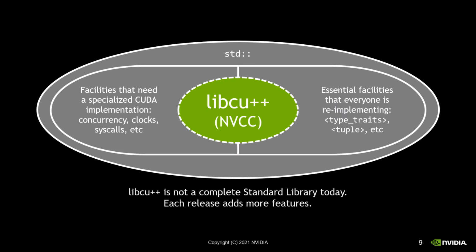libcu++ is not a complete standard library today. Each release adds more features. We've focused on two high-priority areas: facilities that need a specialized CUDA implementation, like concurrency primitives, clocks, and syscalls, and essential facilities that everyone is forced to re-implement, like type traits and tuple.